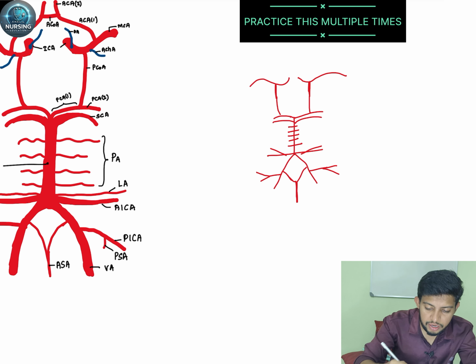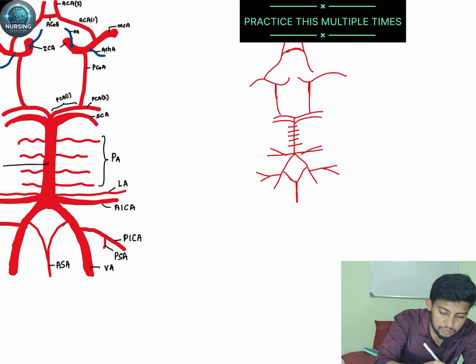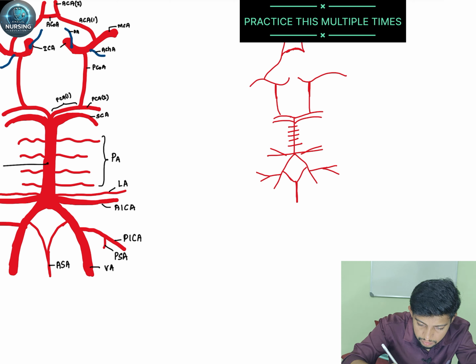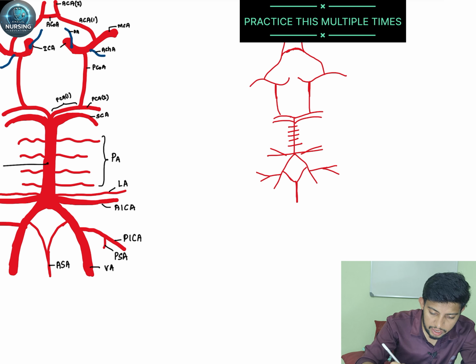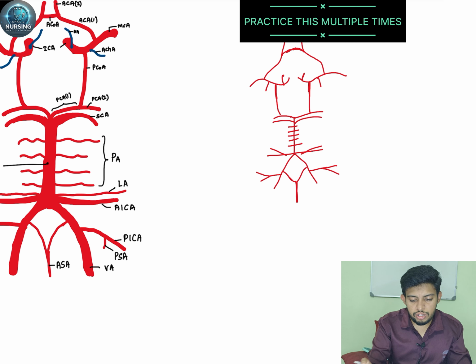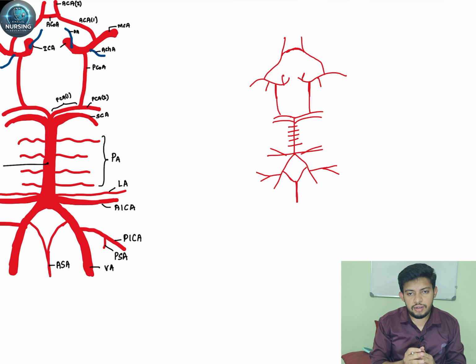Clear? And later you make an A for this. This one is the A. And you make the small arteries that are coming out from the S. Clear? So only this much. If you draw this much, you will understand easily.